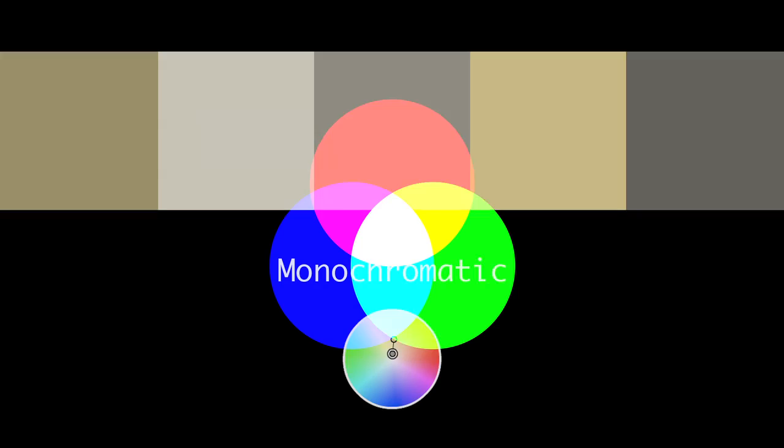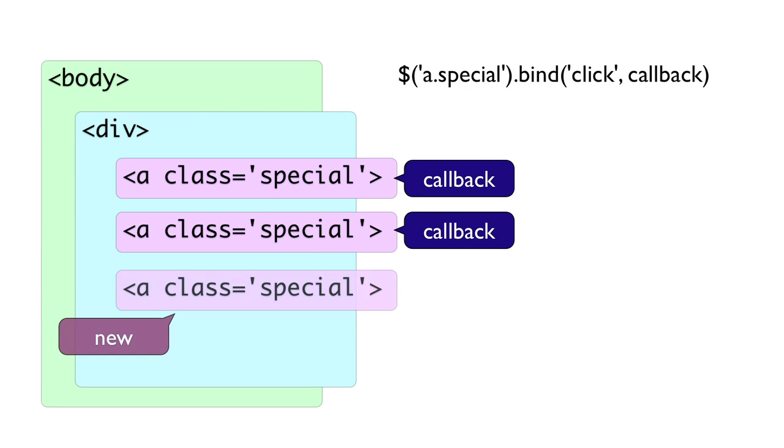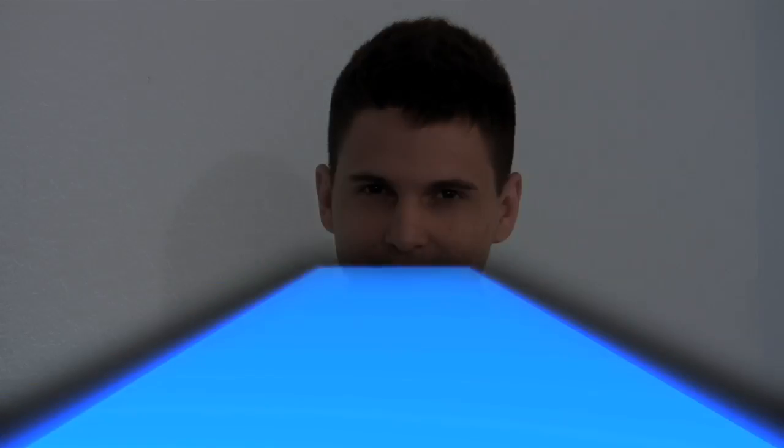Coming up on Doctype, does your website look like a tacky tie-dyed shirt? We'll fix things up with some color theory. Then, we'll look at different ways to declare event listeners in jQuery. So put on your party hat and break out the birthday cake because it's time for Doctype.